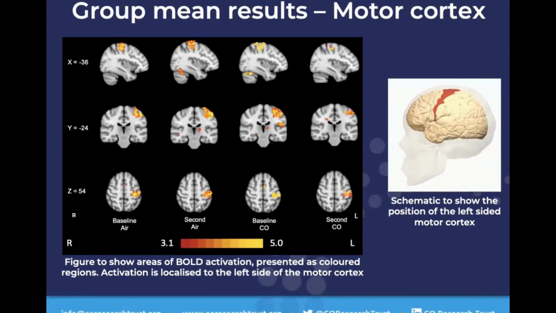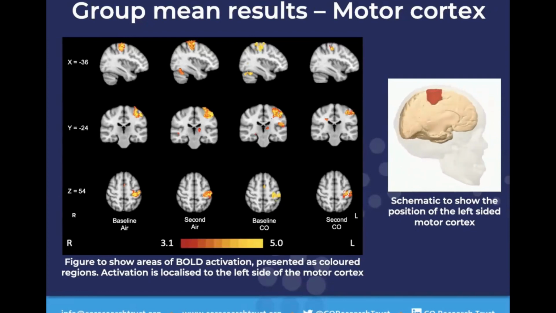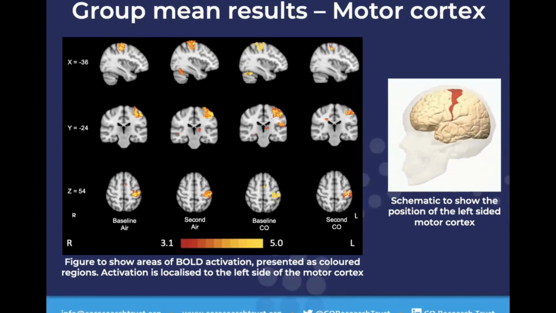To reiterate, we can see this because not only are the blobs smaller, they are also more red than yellow. This again suggests that the presence of CO impacted the cerebrovascular response in this region.